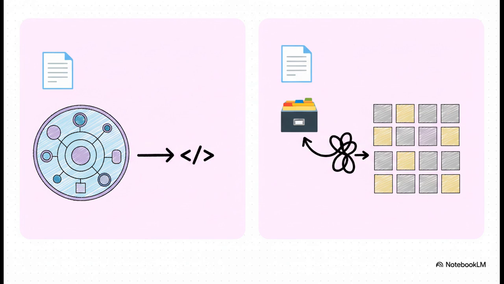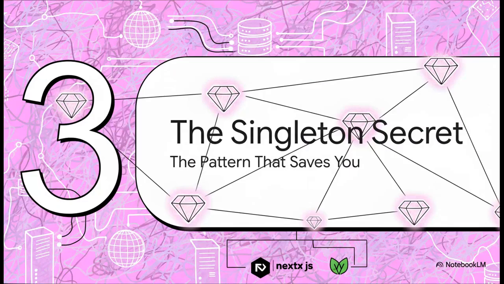On the right, with a traditional SQL database, you're always having to translate your code's objects into tables and rows. For a framework like Next.js, the document model just involves way less mental gymnastics. Okay, so we've got our tools, but how do we actually use them to stop that connection storm?